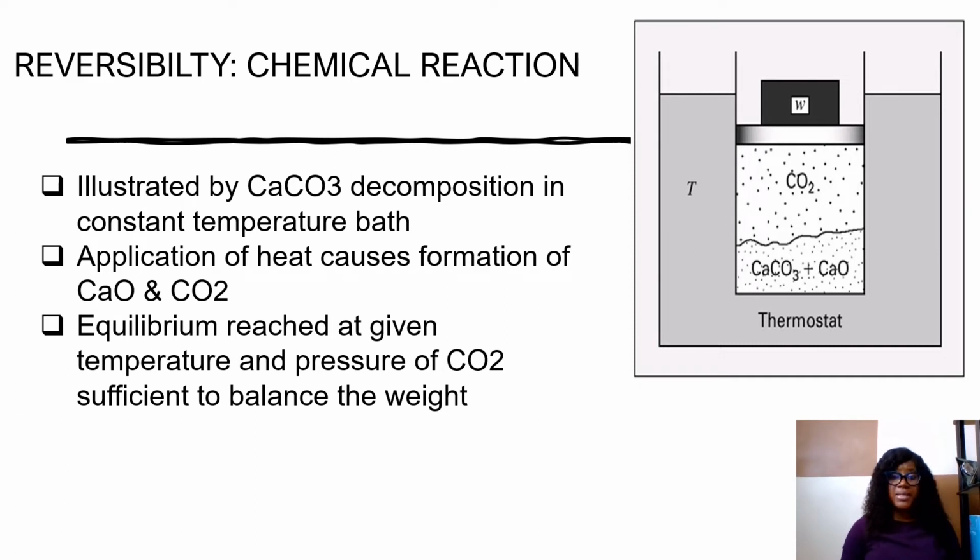So let's look at reversibility as it relates to a chemical reaction, right? We have calcium carbonate decomposition in a constant temperature bath as shown above, and our equilibrium is reached at a given temperature and pressure of carbon dioxide to basically balance out the weight that is on top. So we have a similar piston arrangement. Inside we have the calcium carbonate decomposition, and when it decomposes we are going to be forming calcium oxide as well as CO2, and then that pressure based on the reaction that's going on is basically enough to balance the weight that is on top of our piston arrangement.